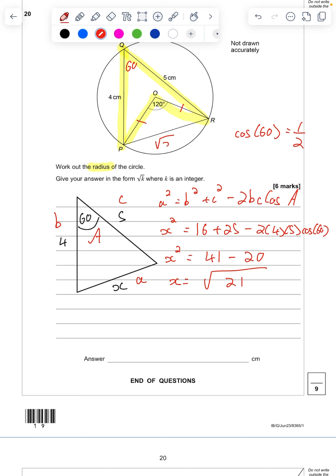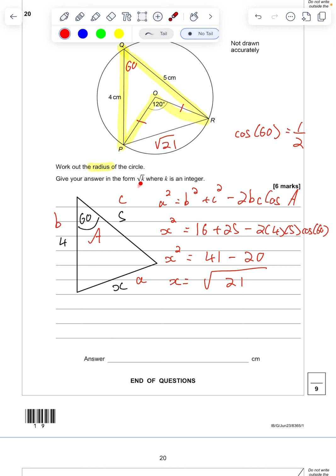Now, it's a bit of an awkward length, but I can recognise in the question that I want to give my final answer in the form root k. So this could be absolutely fine. Now, if I go and consider this triangle down here, what have I got on this triangle? Let's go and bring this down. Let's just put it down here.